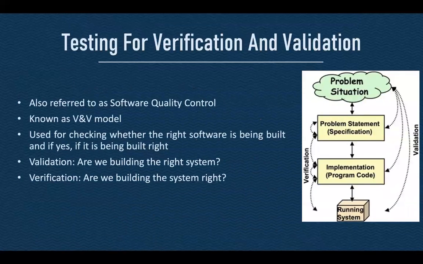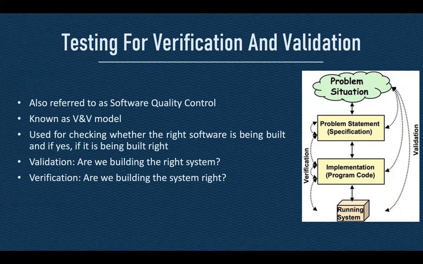So I'm Vineet, and as far as testing for verification and validation is concerned, why do we actually do this? It's basically for software quality control. This is also known as the VNV model. VNV typically means verification and validation. And what's the main purpose of the VNV model? It's used to check whether we are building the right software, and if that's the scenario, then whether the software is being built right.